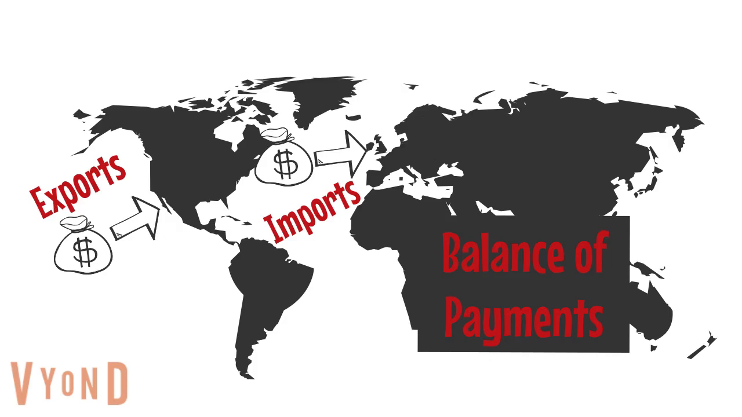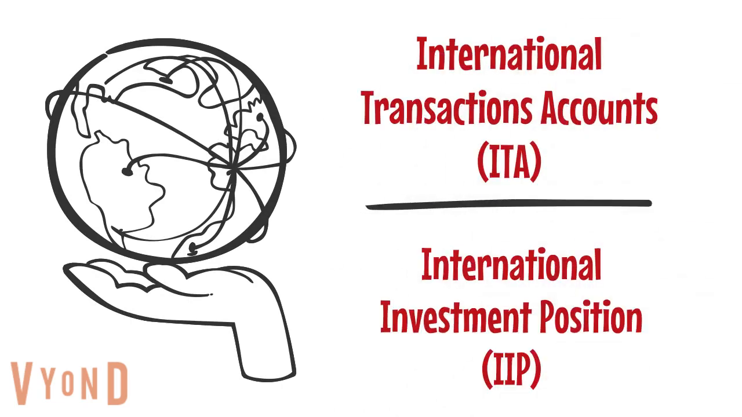We measure these transactions in an accounting system called the balance of payments. Now, there are two basic parts to how we account internationally. One is called the International Transactions Accounts, the ITA. That's the traditional balance of payments. We also have something called the International Investment Position of the United States, the IIP. In this class, we're not talking about the IIP. When you get to finance, you can talk about that. We're going to talk about the basic international transactions accounts.